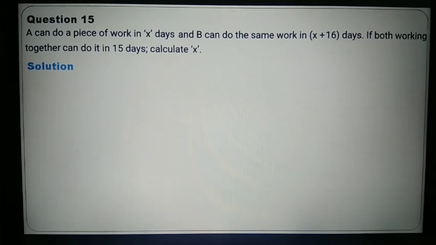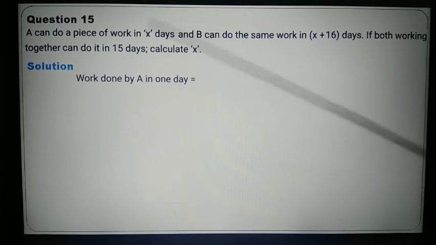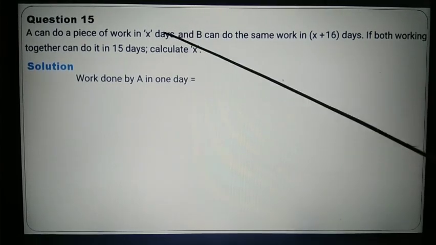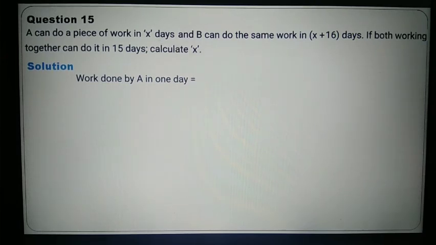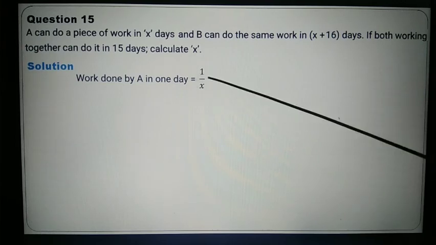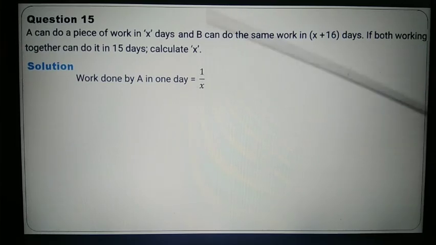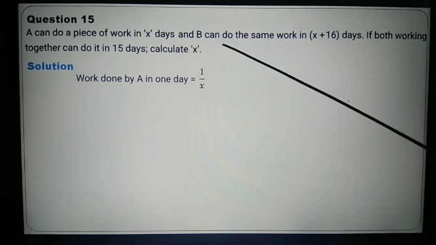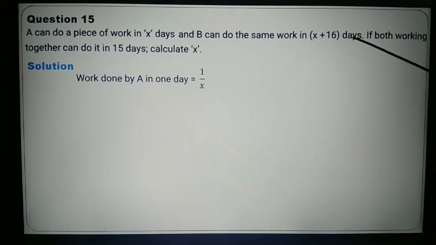If you are not comfortable with this problem, you have to go back to your class 8 book and refer to the problems which you have done in class 8. As I said, you have to find how much work is done in one day. So the work done by A in one day is going to be 1 by x. You need to remember that. In one day A can finish only this much part. Is that clear?